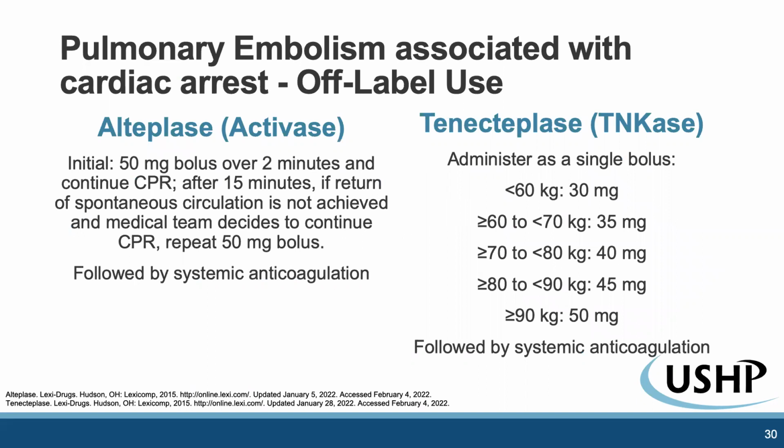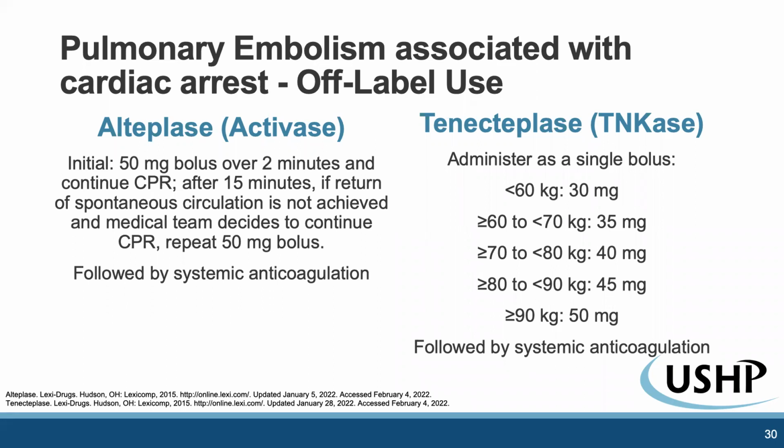When looking at alteplase, or rather Activase, the dosing scheme is a 50 milligram bolus over 20 minutes, and then you continue CPR. After 15 minutes, if return of spontaneous circulation has not been achieved and the medical team decides to continue CPR, then you would repeat a 50 milligram bolus. And then assuming that you achieve ROSC, this would be followed by systemic anticoagulation such as heparin.